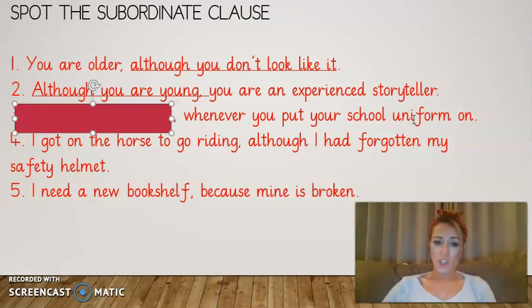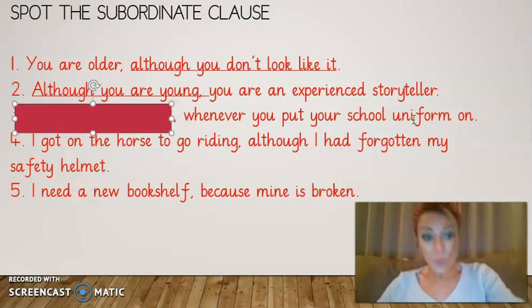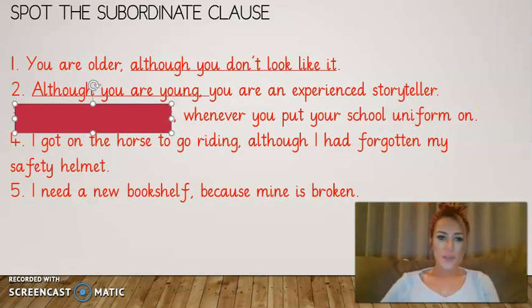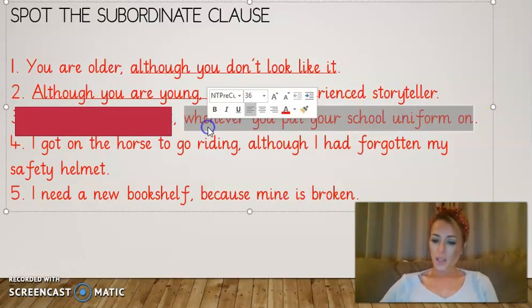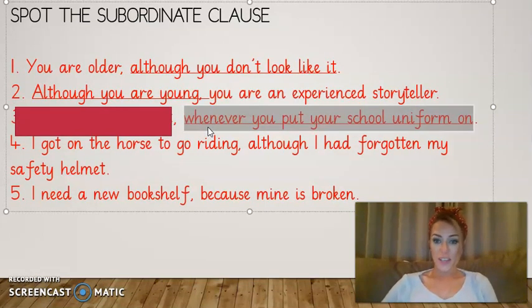No, I need some more information. You're probably sat there going, yes, what's the next bit? No. So that part there is my subordinate clause. So we are asking ourselves that question, does it make sense on its own? Let's try two more and then you can have a go on your own.